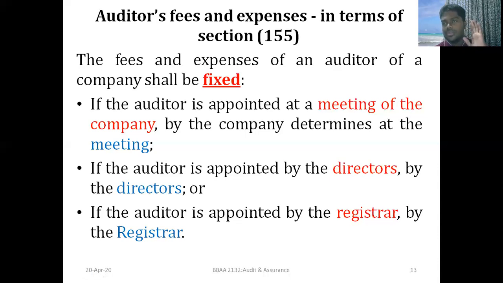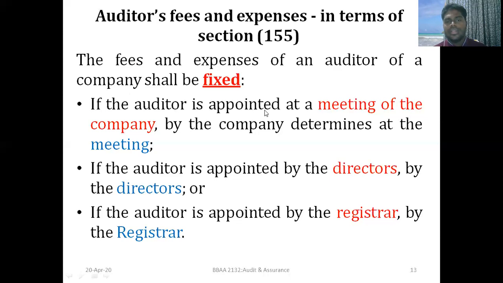That's the meaning of it should be a fixed one. No additional amount, no bonus, no extra amount. They decided to pay this amount, and such amount should be paid by the company.